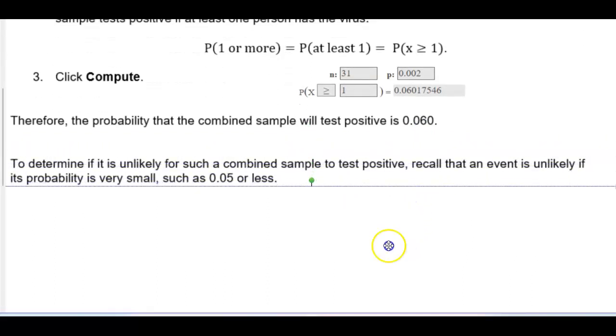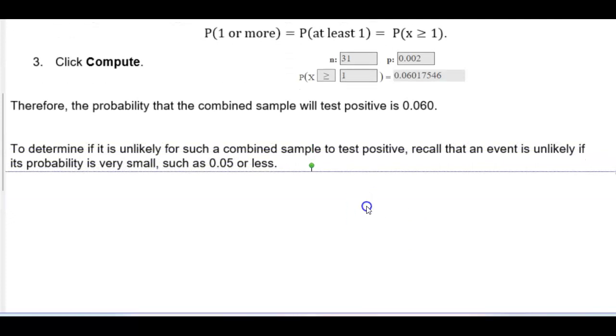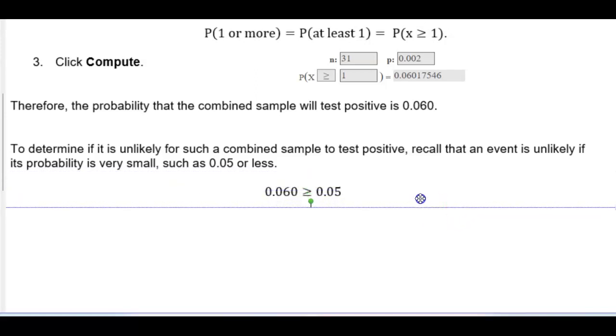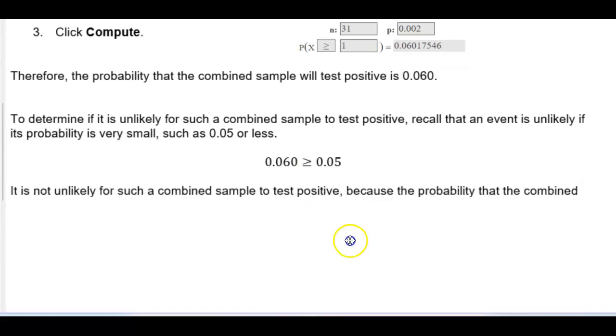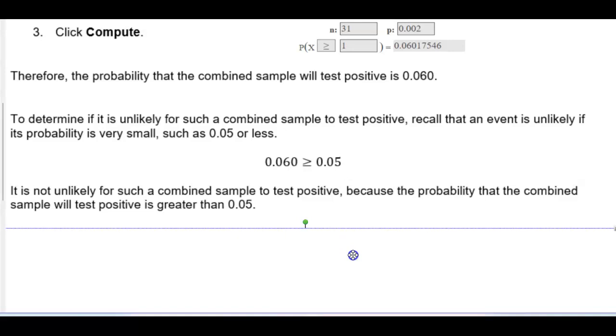Now, to determine if it is unlikely for such a combined sample to test positive, recall that an event is unlikely if its probability is very small, such as 0.05 or less. Now, if we compare the probability that we found, which is 0.060, it's greater than 0.05. So therefore, we would say it is not unlikely for such a combined sample to test positive, because the probability that the combined sample will test positive is greater than 0.05.